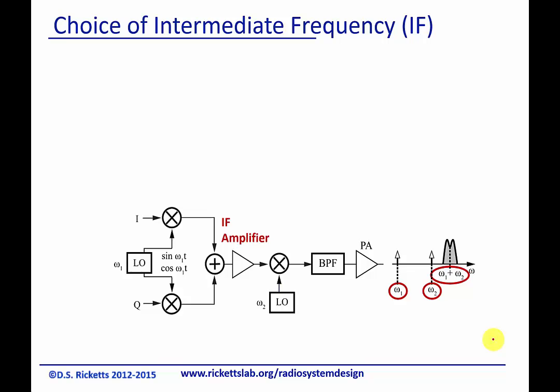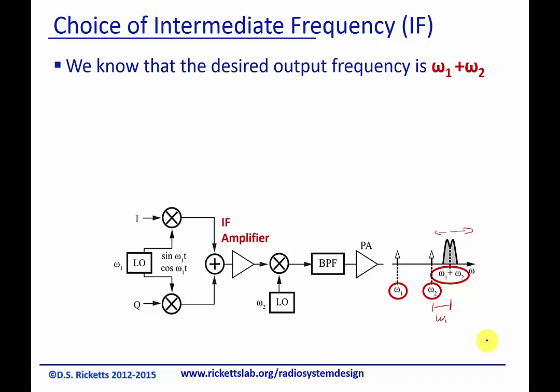So let's talk a little bit now about the choice of the intermediate frequency. As I said before, it's the distance between omega 2 and where the signal is going to be, omega 1. So basically this intermediate frequency is going to choose where we are with respect to omega 2. And so the question is, how do you choose omega 1 and omega 2? By the way, they both need to sum up so that this is your target center frequency, right?